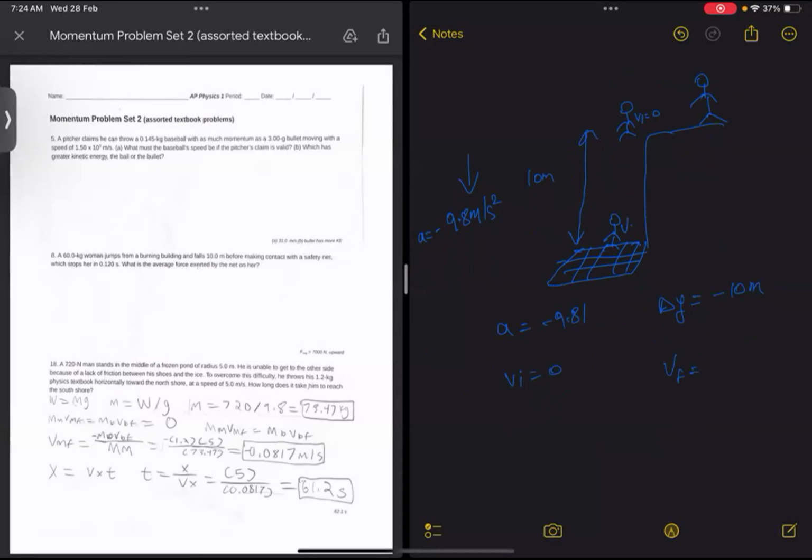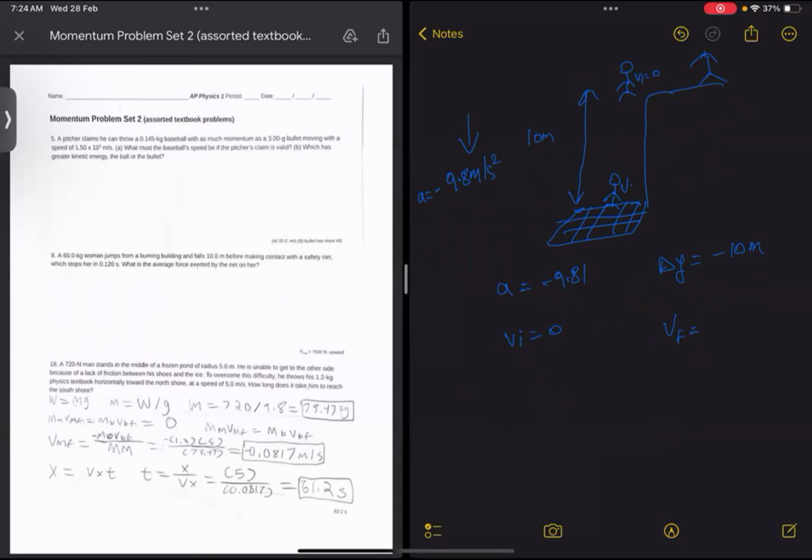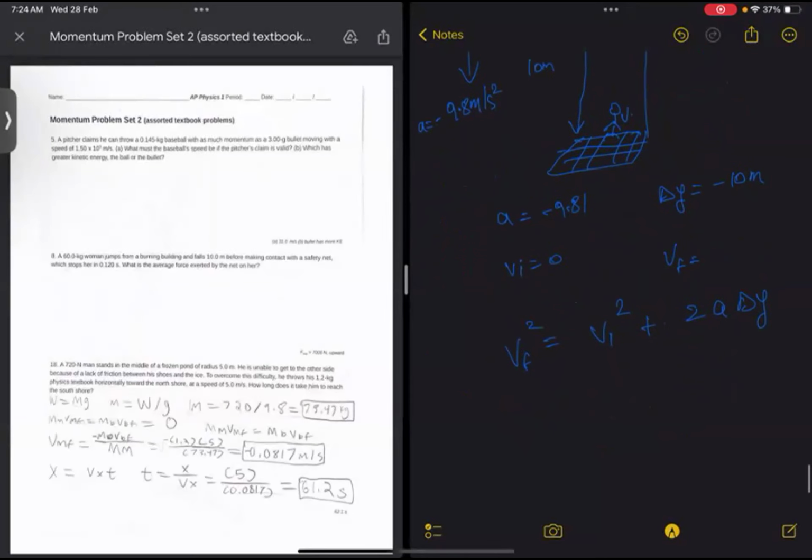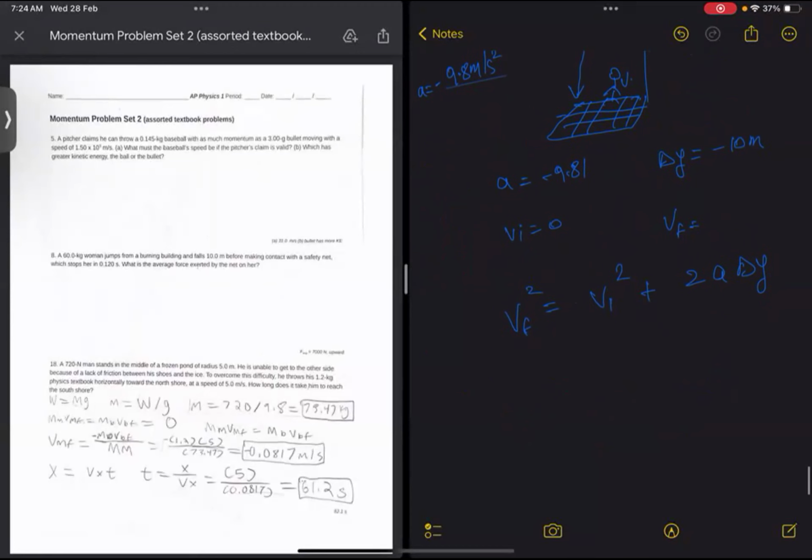Just when it strikes the net, the final velocity will be given by Vf squared equals Vi squared plus 2 times a times delta y, by this equation of motion. Is that right? Yes, because this is a constant accelerated motion. This is a case of free fall.